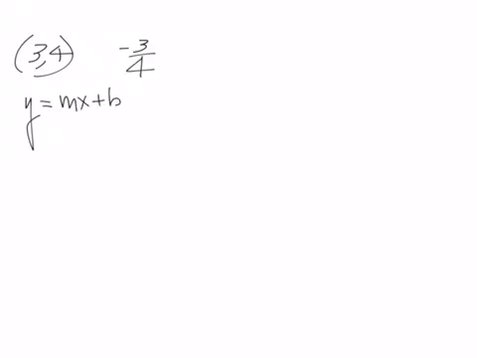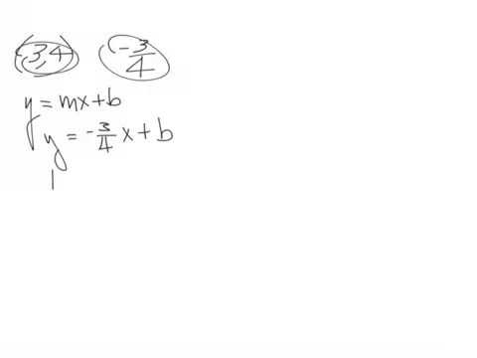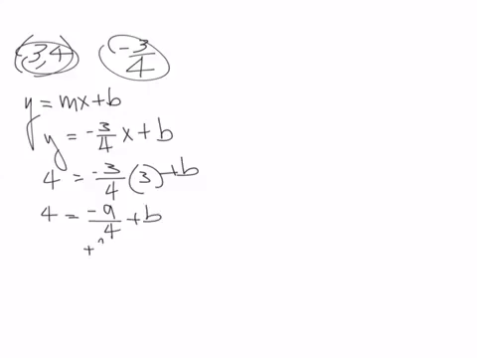mx plus b. Okay, what do we know? We know the slope is -3/4. And what else do we know? We know these 2 points, so we're going to put 4 in for y and 3 in for x. Okay, and we're going to solve for b. And we're going to add 9/4 to both sides because it's a negative and we want it to go away, so we have to add the opposite.